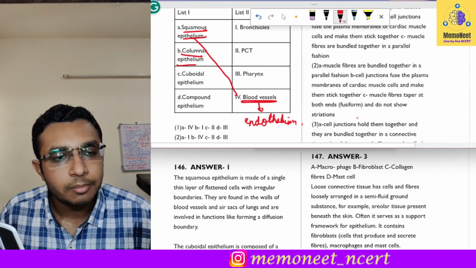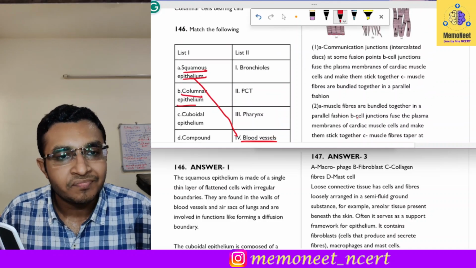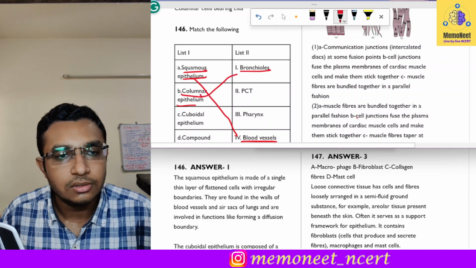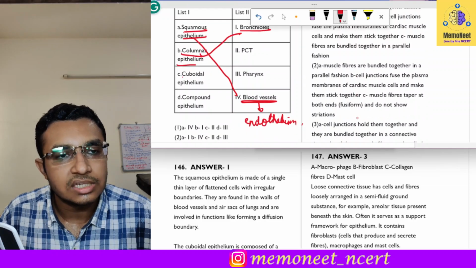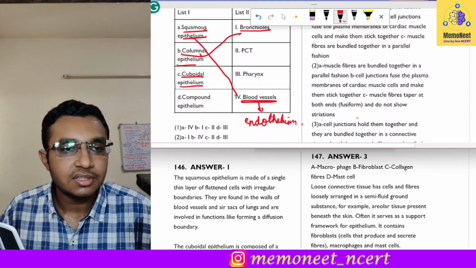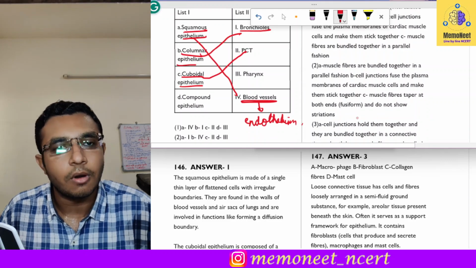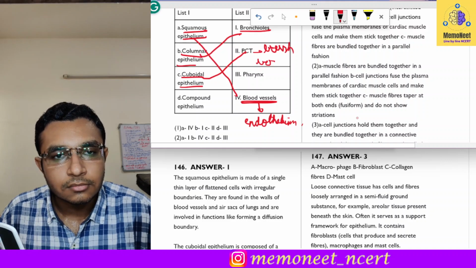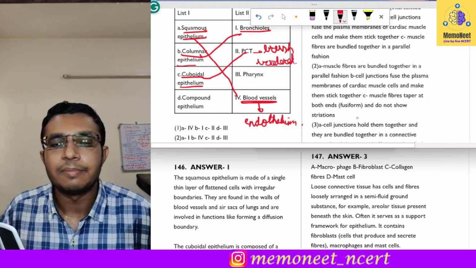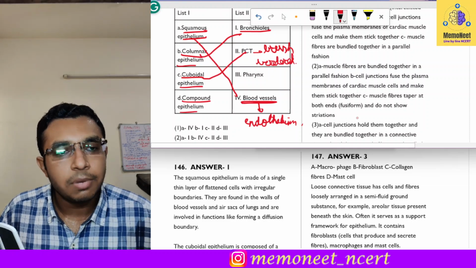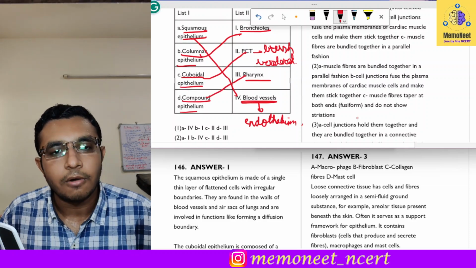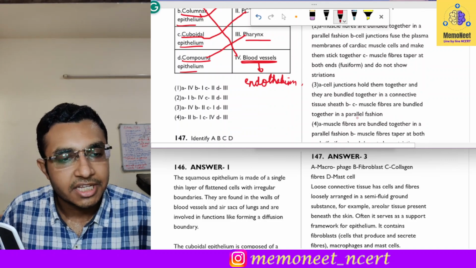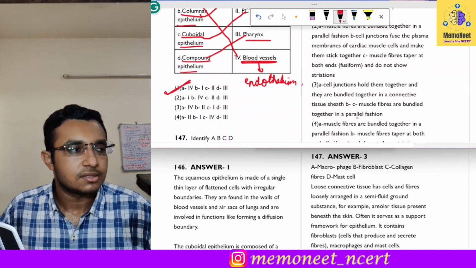Then B is columnar epithelium. The columnar epithelium is found in the bronchioles and it is a ciliated columnar epithelium. Okay, so B goes with 1. Then option C is cuboidal epithelium. The cuboidal epithelium is found in the proximal convoluted tubule or the PCT and it is brush bordered cuboidal epithelium. Okay, then option D is compound epithelium. The compound epithelium is found in pharynx. Okay, so D goes with 3. So which is the correct option showing the correct matching? It is option 1. So the correct answer is option 1.